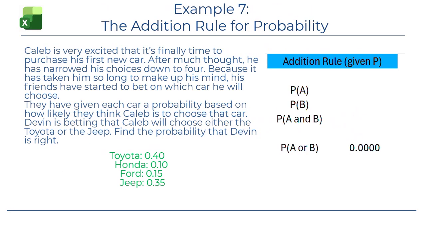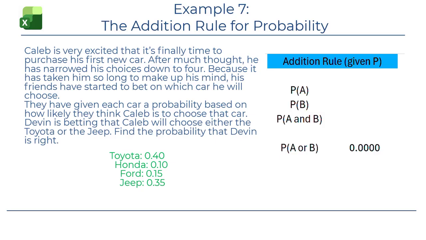Example 7. Caleb is very excited that it's finally time to purchase his first new car. After much thought, he has narrowed his choices down to 4. Because it has taken him so long to make up his mind, his friends have started to bet on which car he will choose. They have given each car a probability based on how likely they think Caleb is to choose that car. Devin is betting that Caleb will choose either the Toyota or the Jeep. Find the probability that Devin is right.